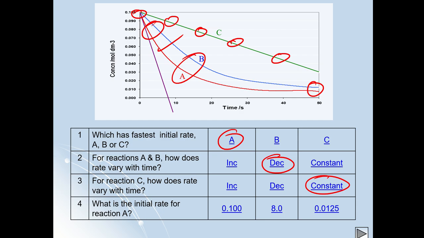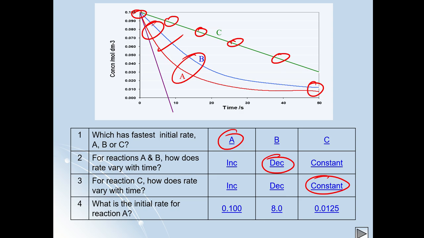Now that is completely new to you for A level. You would have always been taught that as you change the concentration of something, the rate of the reaction will change, and common sense almost tells you that, but we look at the reasons behind that as we go along. What is the initial rate for A?